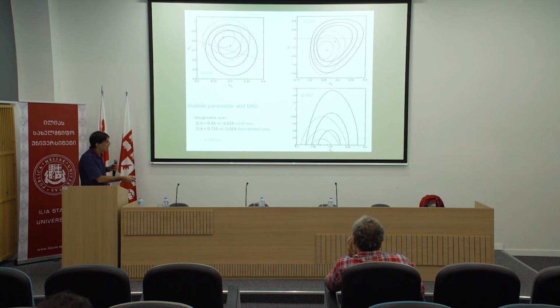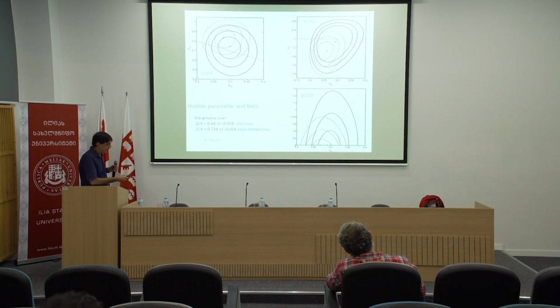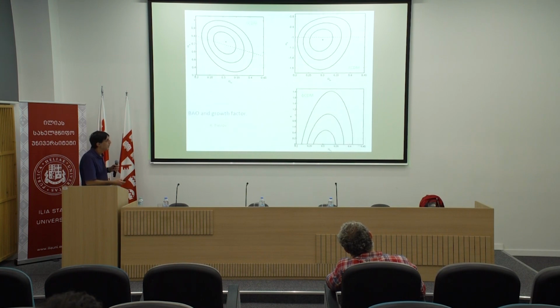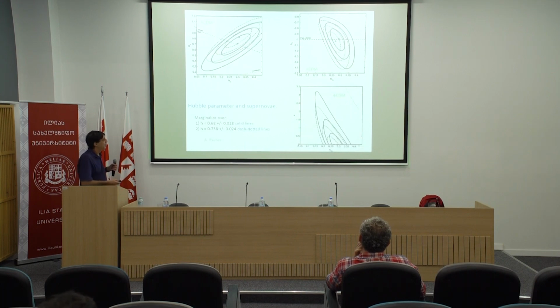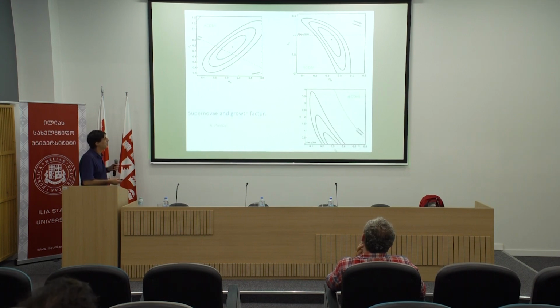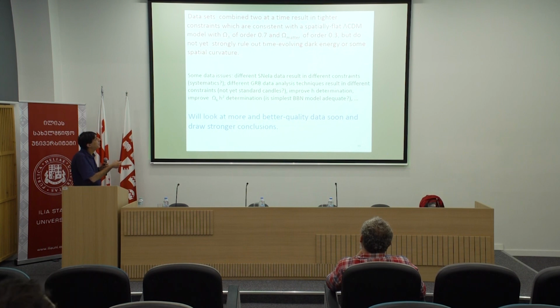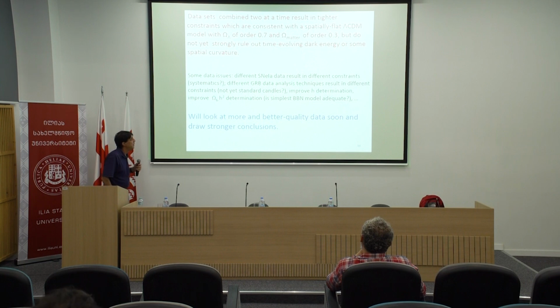In this model? Right over there. And you can go back over here. It's right over here. And this is BAO and growth factor. This is Hubble parameter and supernovae. This is supernovae and growth factor. So combined two at a time, they tighten up, but they're still consistent with the standard model. And they're consistent. They don't rule out time-evolving dark energy or some spatial curvature.